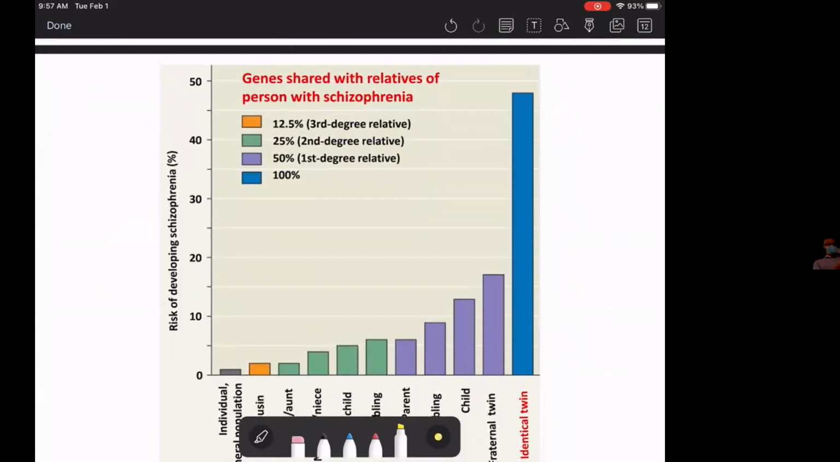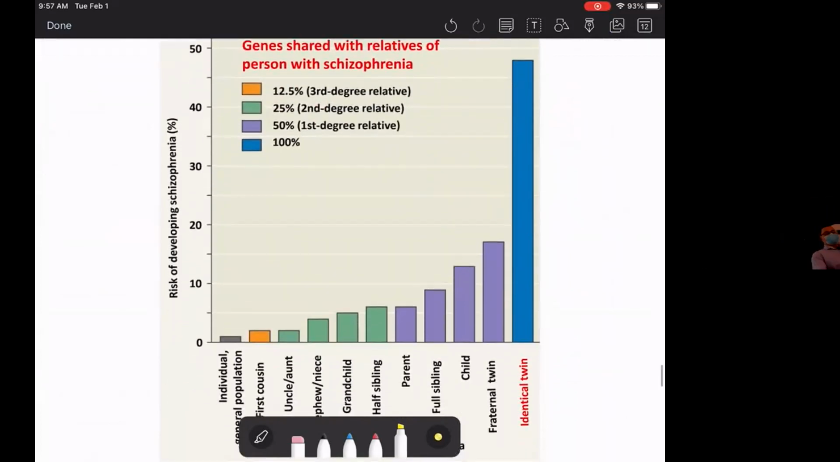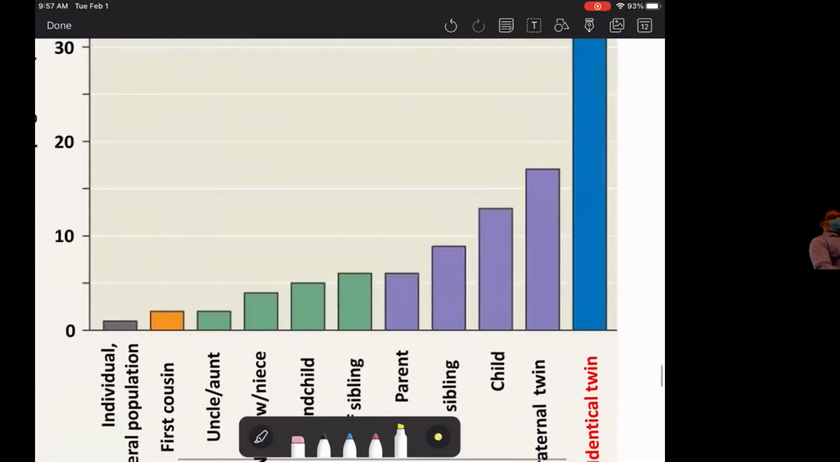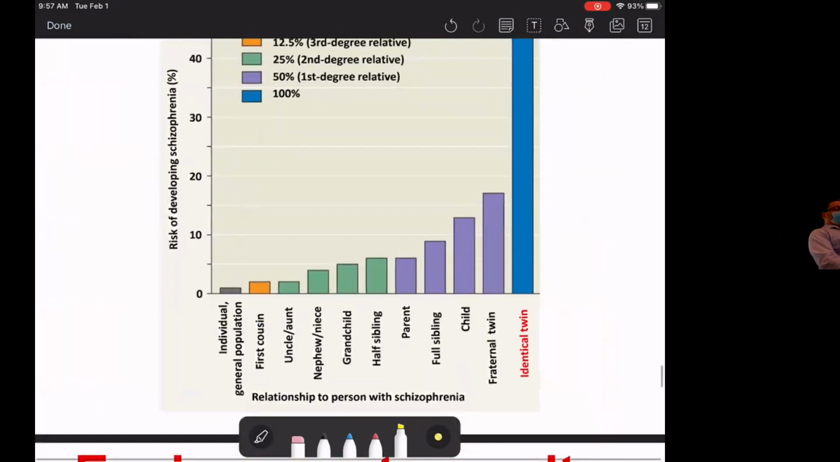A good one always is gonna be schizophrenia. About almost 50% of identical twins, if one develops schizophrenia, the other's going to. And then if you look at fraternal twins, pretty much the same environment, that drops to about 17%. So if this was a question on the exam and I gave you these data, the answer would be, it does appear based on the data that genetic predispositions inform schizophrenia development.